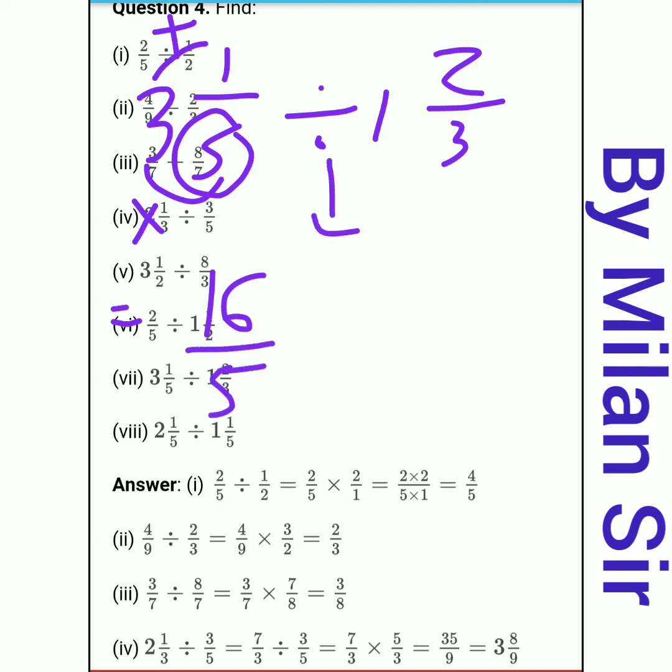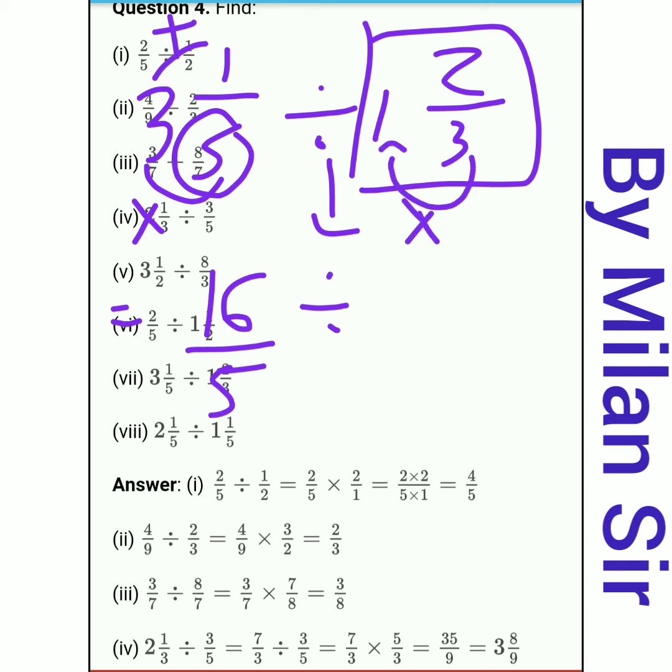Here the division stays as it is, because the second number also needs to be converted into an improper fraction first. So convert this mixed fraction into an improper fraction. 3 ones are 3, we multiply and then add the numerator: 3 ones are 3 plus 2, it is 5 divided by 3 as it is.